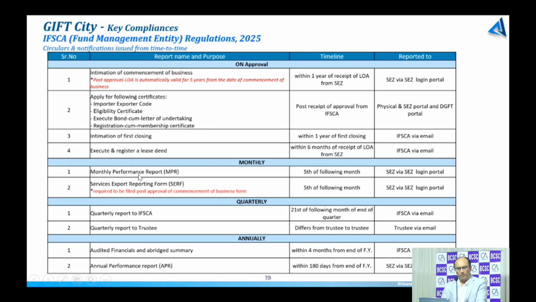On a monthly basis, there is your monthly performance report and your service export reporting form. On a quarterly basis, of course, there are quarterly reports. That comes with your letter of approval as to what compliances and filings you need to do. And annually, your audited financials have to be submitted. While the law today provides for an audit timeline of 6 months from the end of the financial year, for GIFT City these audited financials for the fund have to be given within 4 months. So 31st July is something that you should look at.